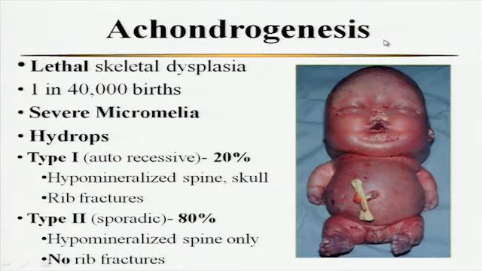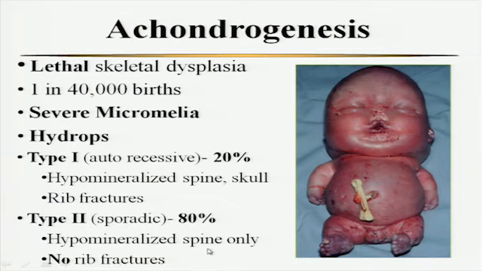So achondrogenesis is a lethal skeletal dysplasia, 1 in 40,000 births. Severe micromelia, so all of these long bones, they have hydrops. There are two types, type 1 and type 2. Type 1 is autosomal recessive in 20%. They have the hypomineralized spine and skull. They have the rib fractures. Type 2 is sporadic, about 80% of these will be type 2. Again, the hypomineralized spine only, but no rib fractures.